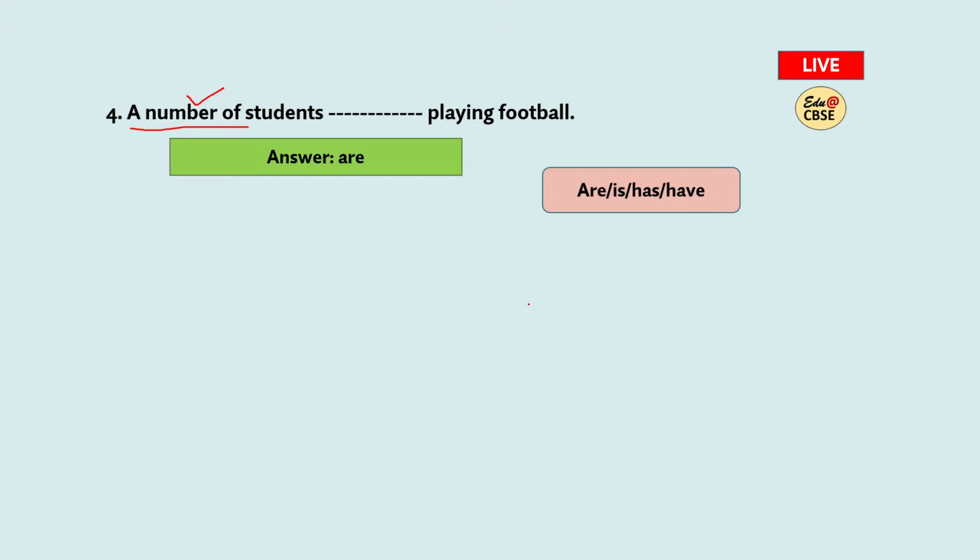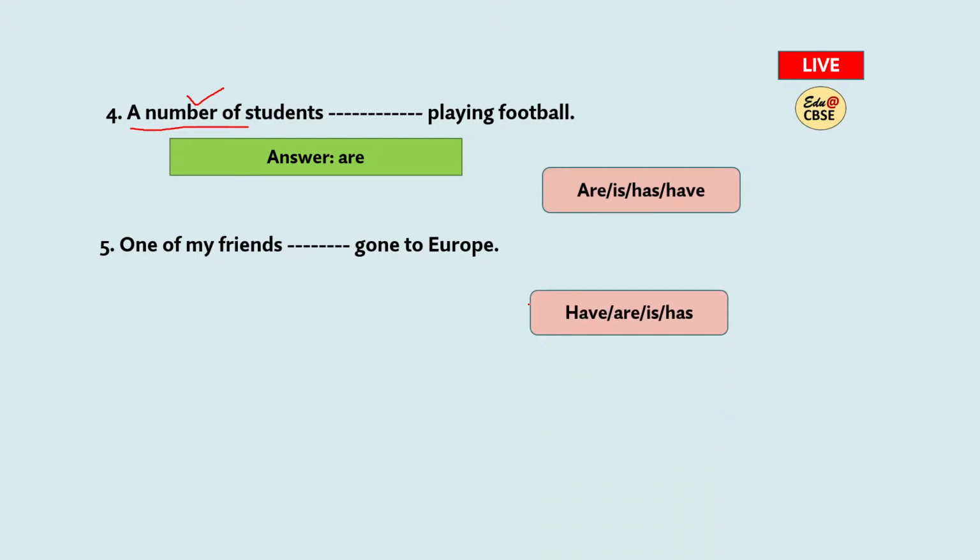Now we move to the last question for this session. One of my friends dash gone to Europe. These are the options from where you have to choose: has, have, are, or is. Okay, had is not in the options. Let's see what is the correct answer. One of my friends has gone to Europe.